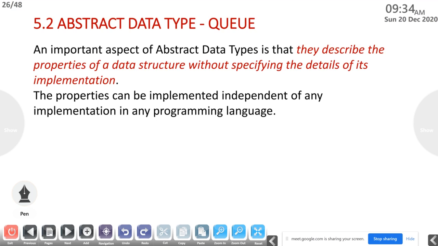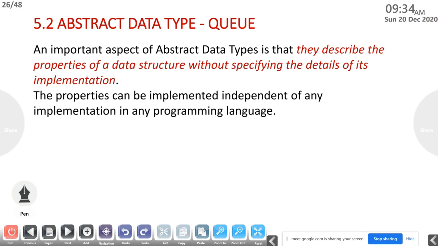So we are discussing only the essential part. We are explaining the main part or the core part, that is abstract, and we are not specifying the details part. So the important aspect of abstract data type is that it describes the properties of a data structure without specifying the details. So the properties can be implemented independent of any implementation in any programming language.